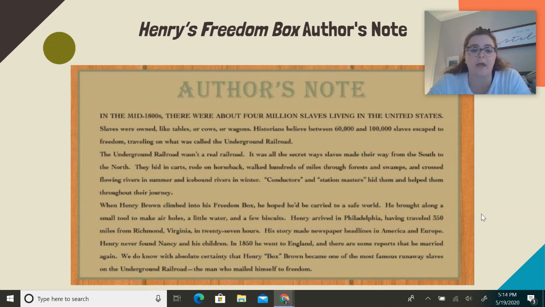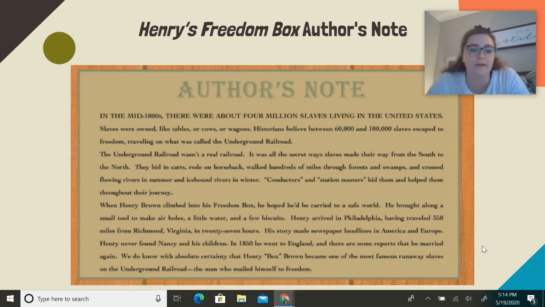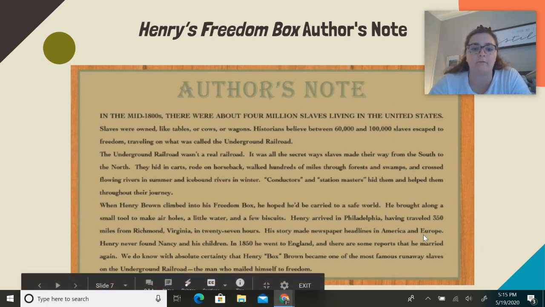We do know with absolute certainty that Henry Box Brown became one of the most famous runaway slaves on the Underground Railroad. The man who mailed himself to freedom.